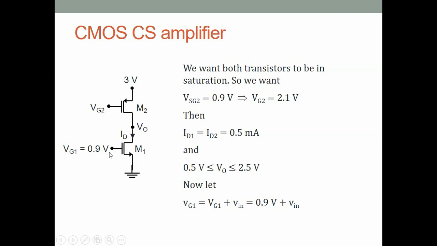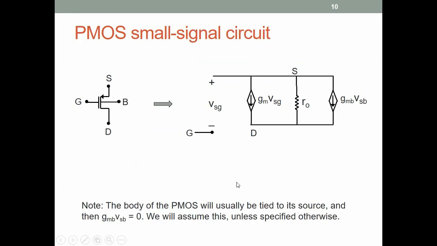Now we apply an AC voltage and we find the voltage gain. So we let VG1 be equal to the DC plus a small AC, and now we do a small signal analysis. In order to do a small signal analysis, we'll draw the small signal circuit. But we have not seen the PMOS small signal circuit before.